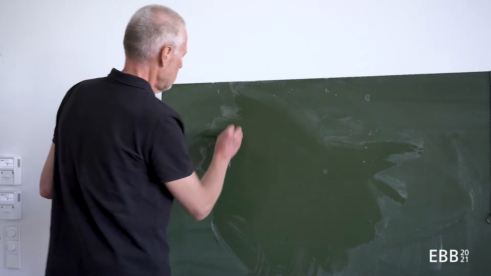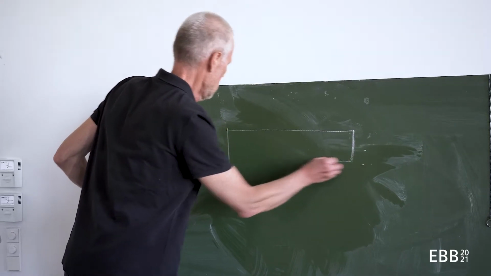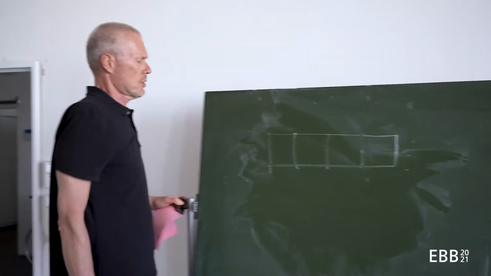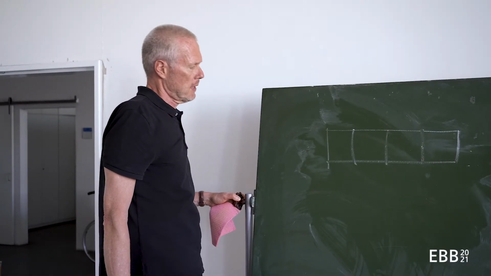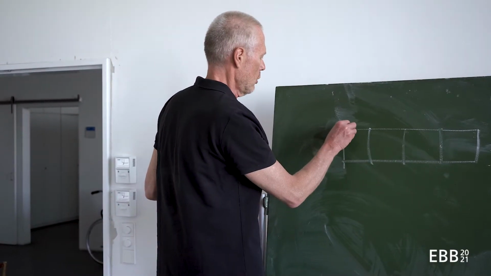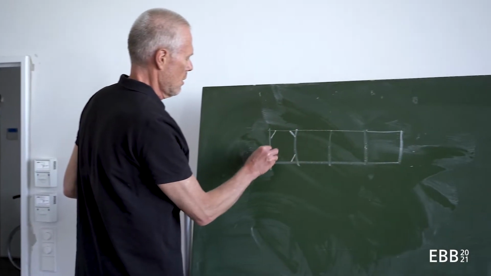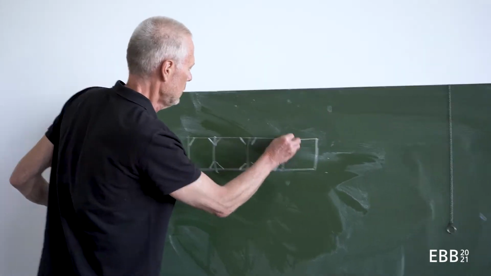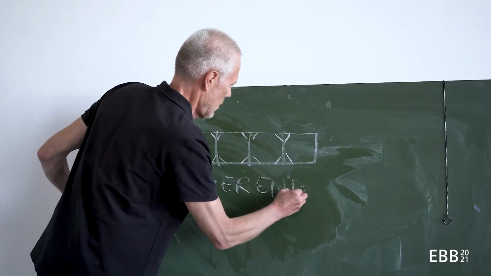So if I have a truss, this truss would be linked by diagonals, which is one form of the truss. We also have the truss with rigid angles. This would be called a Vierendeel truss.